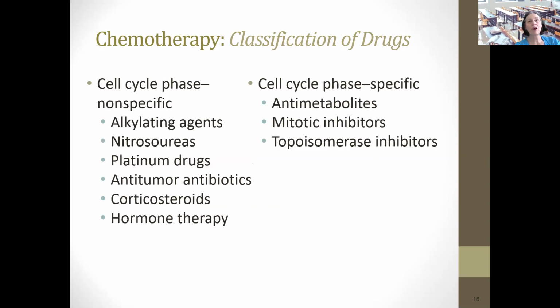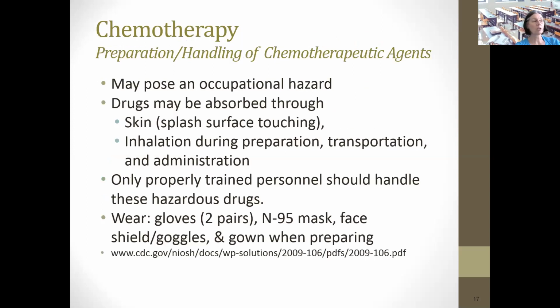When we talk about cardiac pharmacology, we talk about categories of drugs. We talk about antiarrhythmics and antihypertensives and positive inotropic agents. These are the classifications of drugs for chemo: alkylating, antimetabolites, mitotic inhibitors, topoisomerase inhibitors, hormone therapy. So the book talks about those in various charts. You certainly can look. There's a great chart in your textbook that talks about drug therapy and the cell cycle specificity of it.